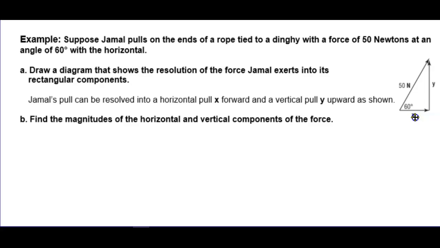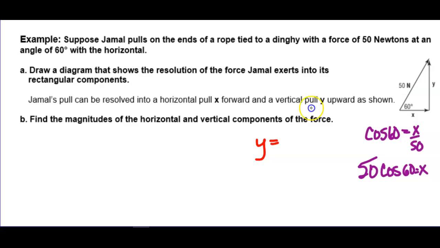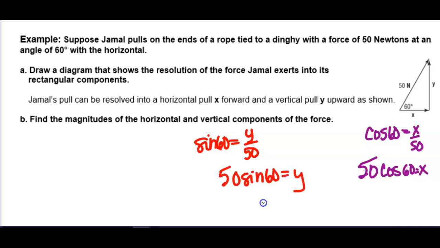So to find x, we have adjacent over hypotenuse. So you would say the cosine of 60 equals x over 50, or 50 times the cosine of 60 would give you that x. If you're trying to do y, the sine of 60 equals opposite over hypotenuse. Multiply that over here and you get 50 sine of 60 would give you the y coordinate.